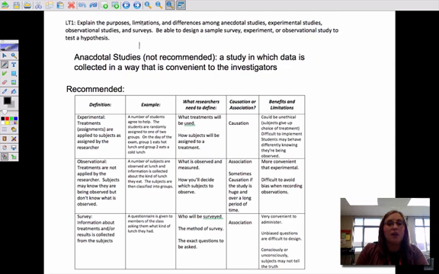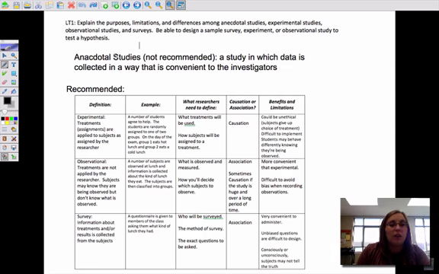Learning Target 1 is purposes, limitations, and differences among the different types of studies that we're going to define. And then also you're going to need to be able to design your own survey, experiment, or observational study to test a hypothesis. Learning Target 2 is about comparing and contrasting population parameters and sample statistics, causation, association to treatments, all that kind of stuff. We'll talk a little bit about some of that Learning Target 2 today.